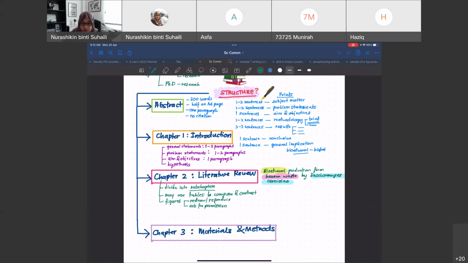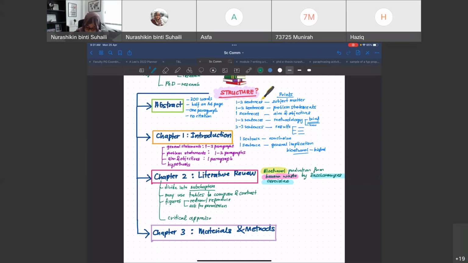Okay, so that's about figures and tables. Another thing is about literature review. When you say literature review, one of the biggest mistakes, not just undergrads but also postgraduates, is that they just present things like, okay, Smith et al. reported that bioethanol can be produced by this and this. But one important aspect that you should have is what we call critical appraisal.